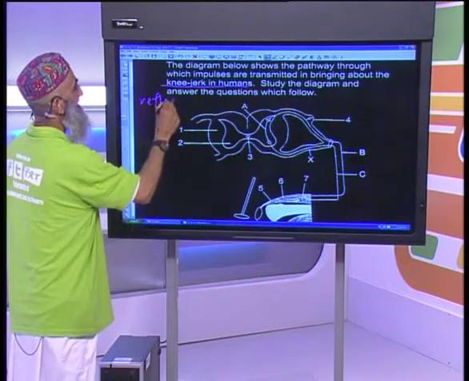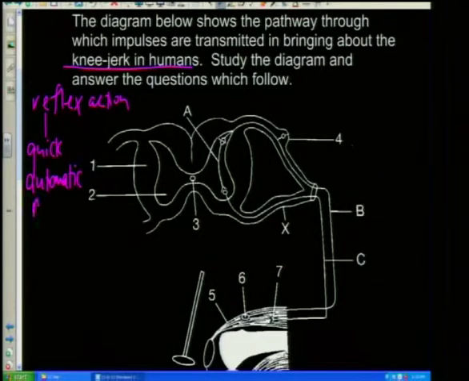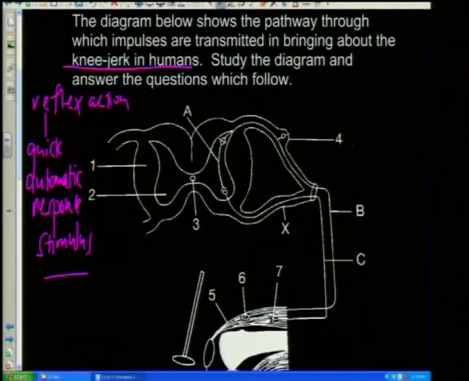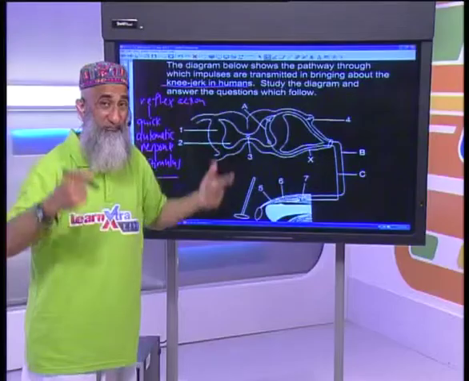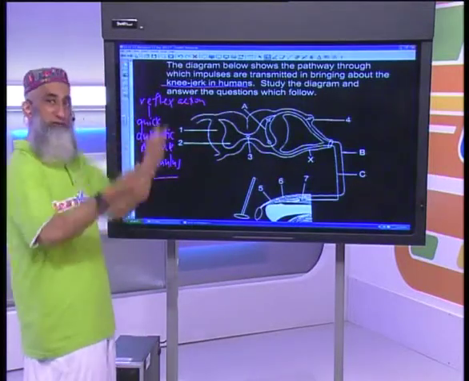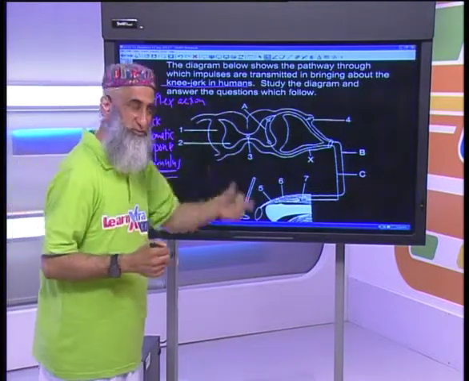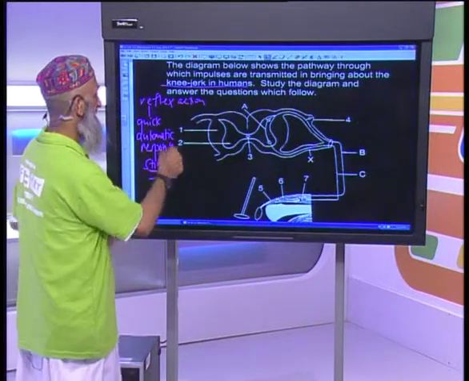Just to highlight, a reflex action is a quick, automatic response to a stimulus. So in other words, quick, fast, obviously, that's easy. Automatic, without thinking about it, happens instinctively. A response, you're going to do something. Why? Because something else happened. A stimulus was received, and you reacted or responded to the stimulus. So this is what a reflex action is.